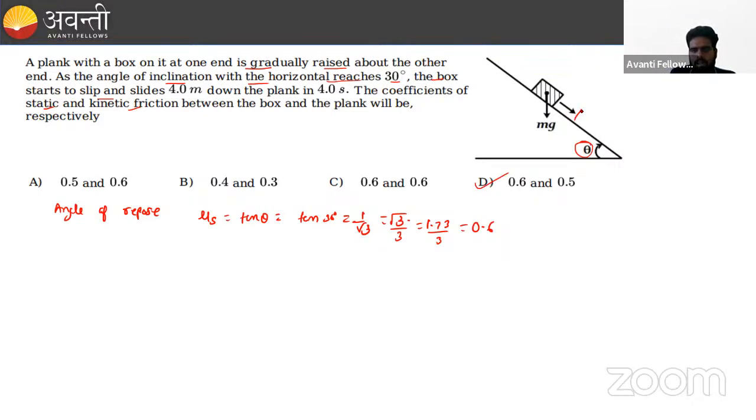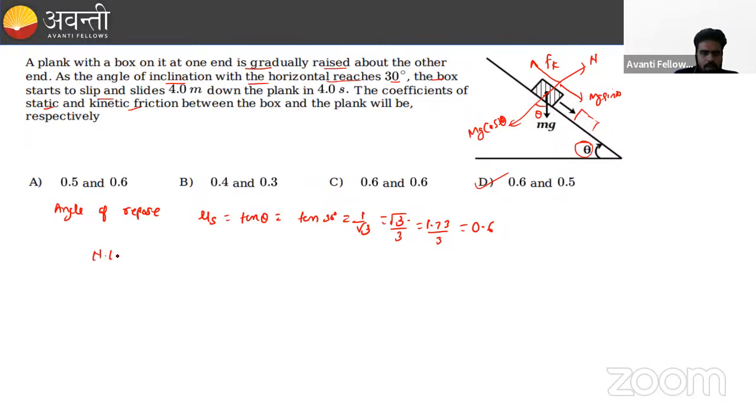Whenever the block slides down, we can say kinetic friction acts. If we draw the FBD, this is the mg, and this value is normal. If this angle is theta, this angle is theta, and this component becomes mg cos theta. The component along the incline is mg sin theta, and we know that the block is moving along the incline in the downward direction, so kinetic friction is in the backward direction.